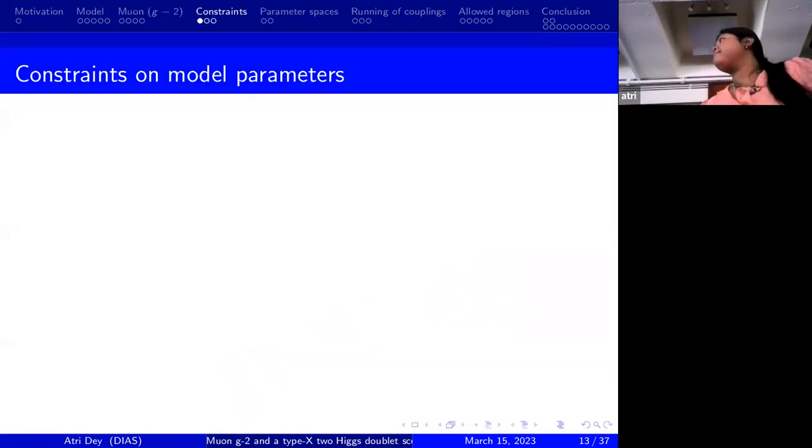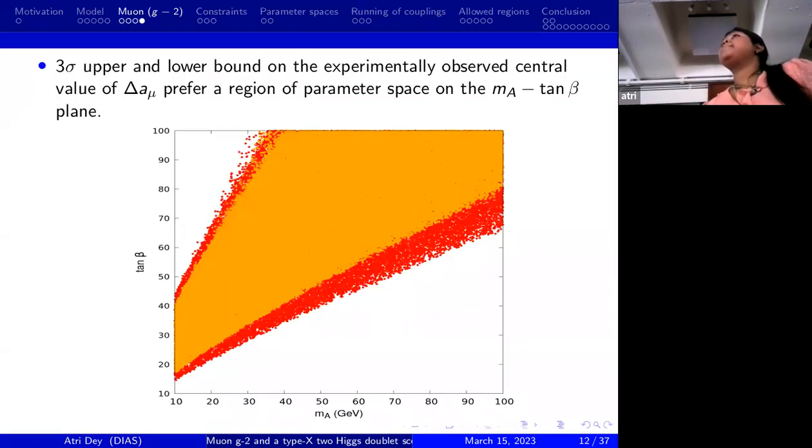With the upper bound and lower bound on the observation, there were two values. The experimental one has a central value, and there's a plus 3 sigma and minus 3 sigma. Right, okay. So there's this value.